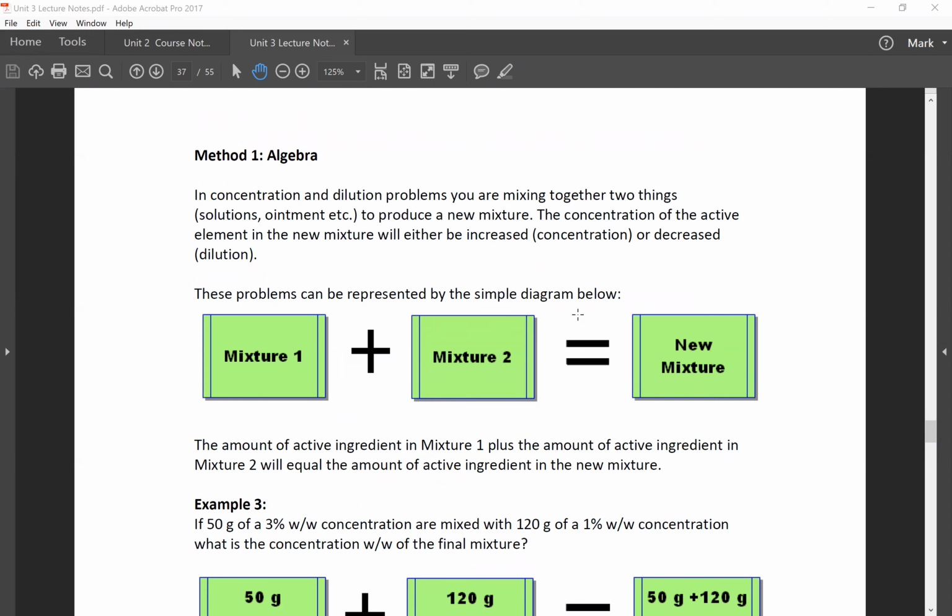It says in concentration and dilution problems, you're mixing together two things to produce a new mixture. So this could be just adding water. You could be making solutions by adding water or alcohol. You could be making ointments, all sorts of things, all sorts of mixtures. The concentration of the active element in the new mixture is either increased or decreased. The words that we use for this are, if the concentration goes up, it's called being concentrated, and if the concentration goes down, it's called being diluted.